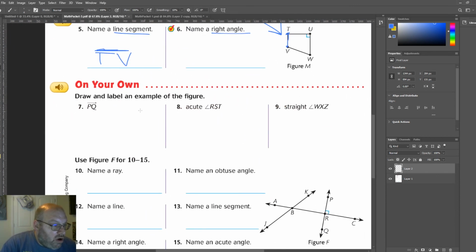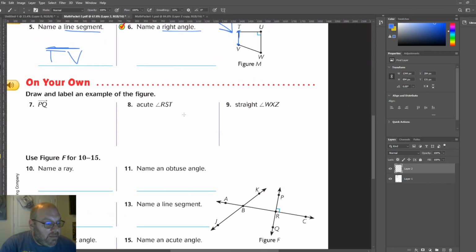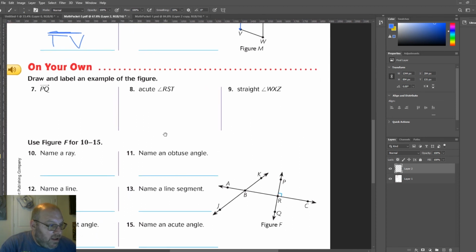Good. Draw and label an example of the figure. So let me do an angle, since I've done some lines and stuff, and then a couple more, then we'll be done. An acute angle RST. Let's start with the vertex, because we know what an acute angle is. We're going to have one ray on the bottom, and then an acute angle, if this is my straight angle, has to be less than that. So I got to come up this way. Remember, if I come back this way, it's obtuse. If I just go straight up, it's a straight angle. It wants an acute angle RST.